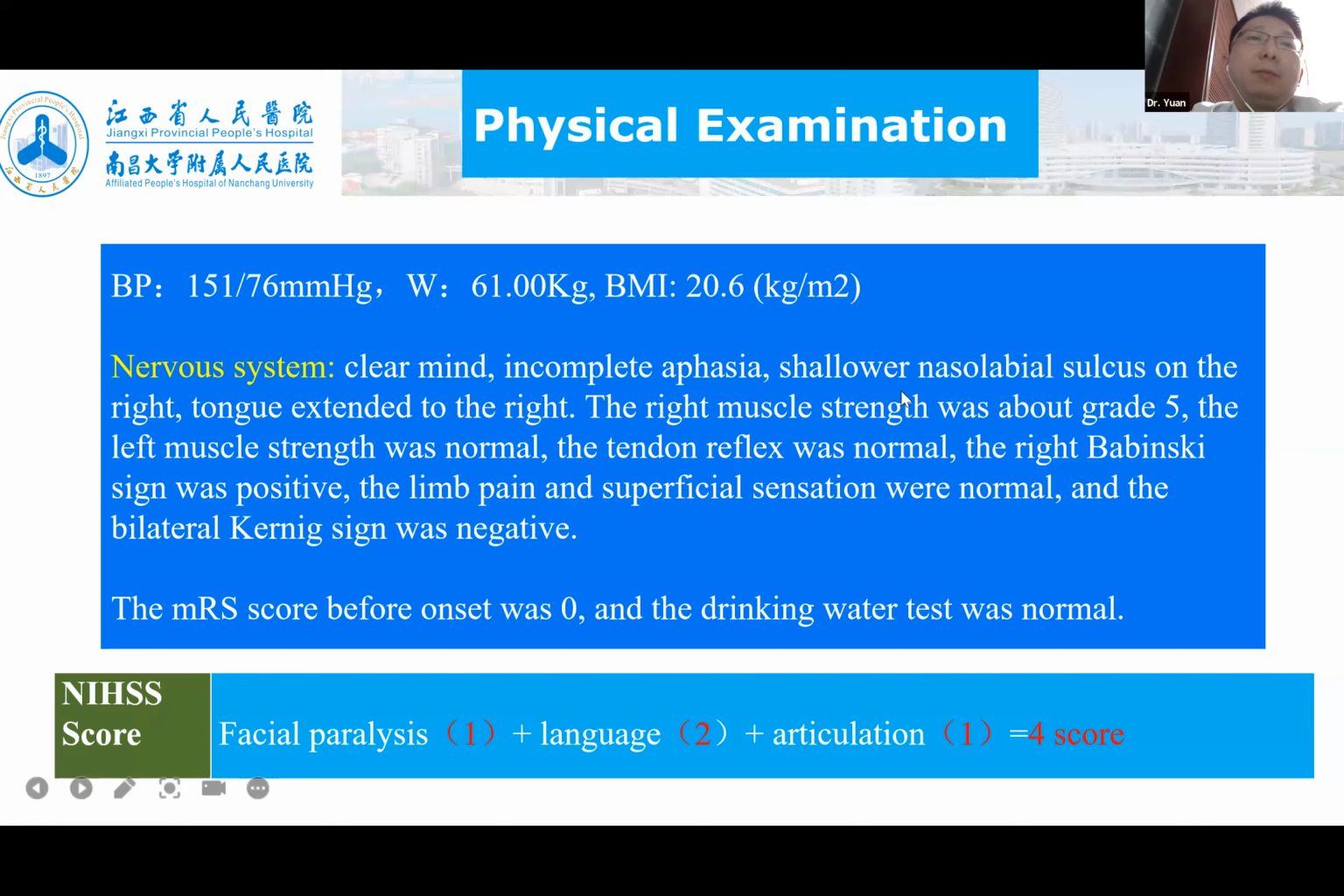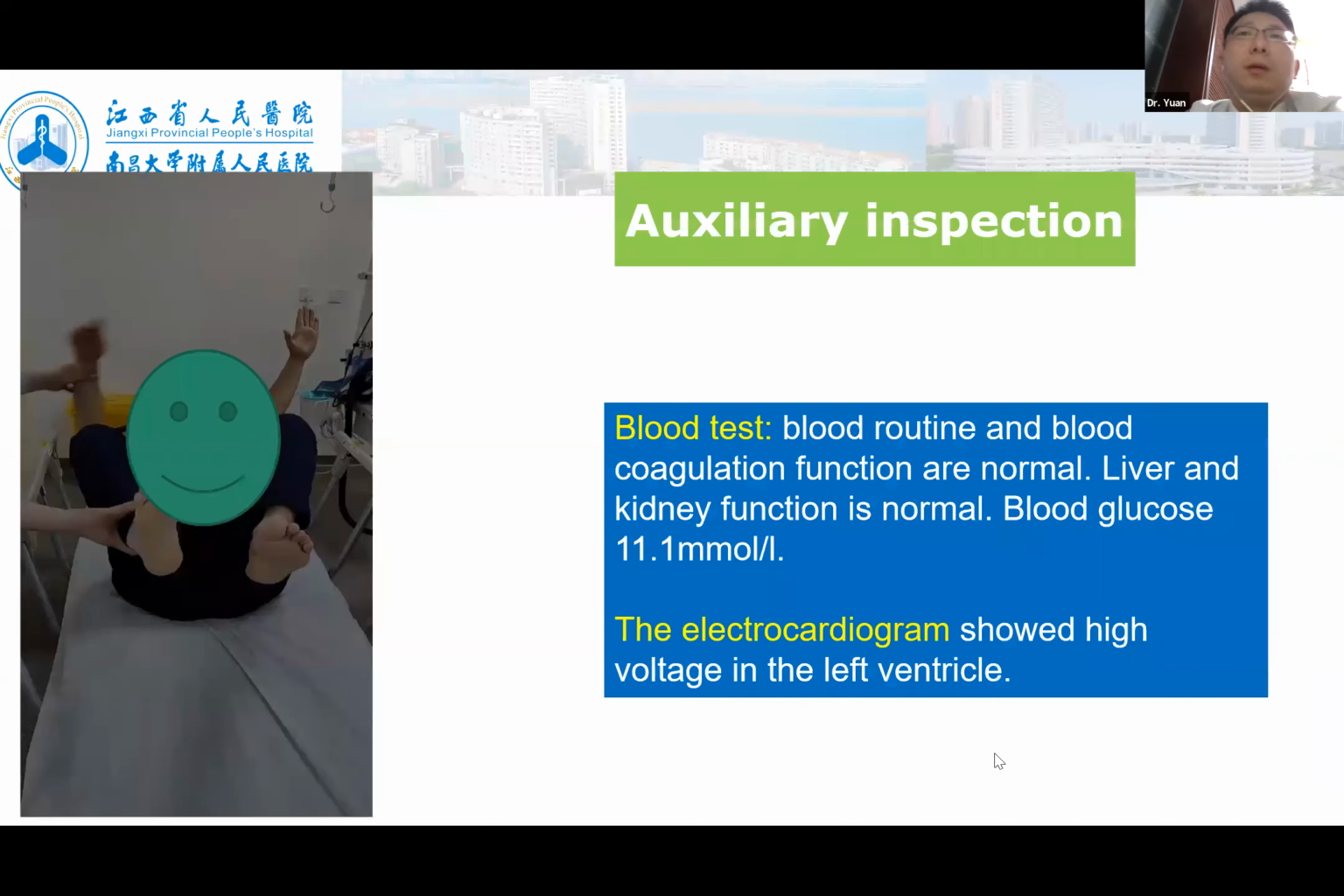The MRS score before onset was 0. The drinking water test was normal. The total NIHSS score is 4 points. The facial paralysis is 1 point, the language 2 points, and the articulation 1 point. Now let's see the video of the patient.